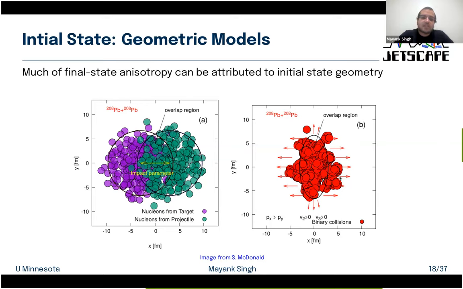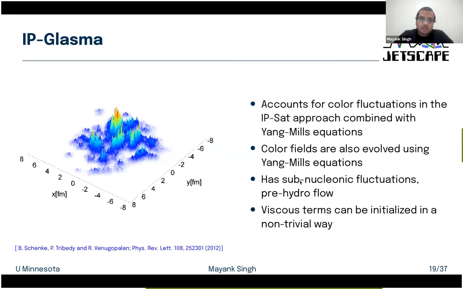So these initial state models, especially geometric models, are very helpful and have been in very popular use. Things like Monte Carlo Glauber, which is a mode you can select even in TRENTo within the JETSCAPE framework. You can have slightly more sophisticated initial state models like IP-Glasma, which not only accounts for the geometry, the collision geometry is built into it, but on top of that, it accounts for color fluctuations in the IP-Sat approach, which is combined with the Yang-Mills equation. And the color fields are also evolved using the Yang-Mills equation. So the initial pre-equilibrium phase is actually simulated and not neglected in this particular initial state model.